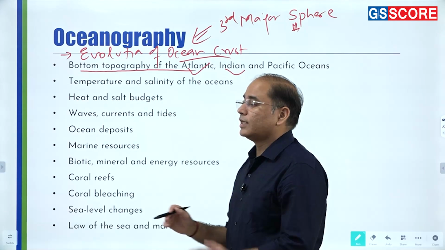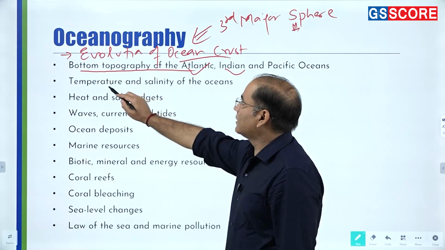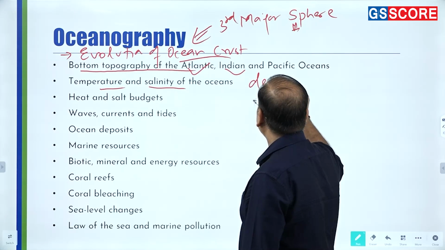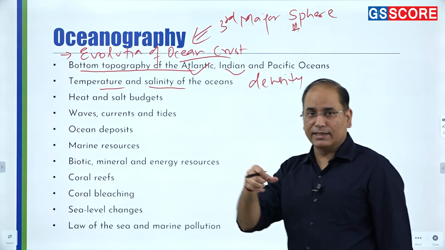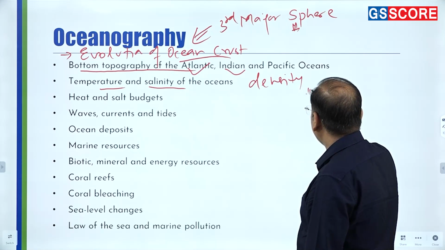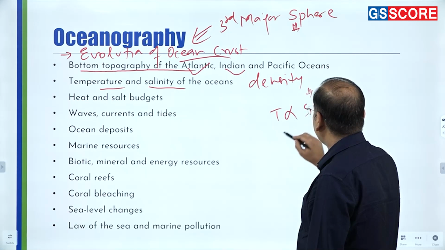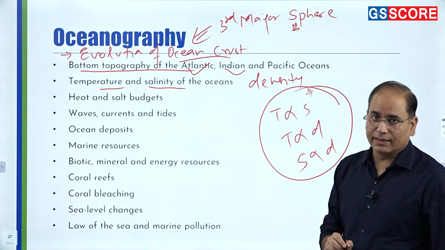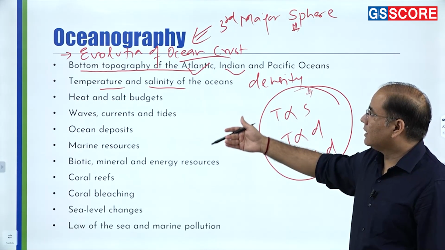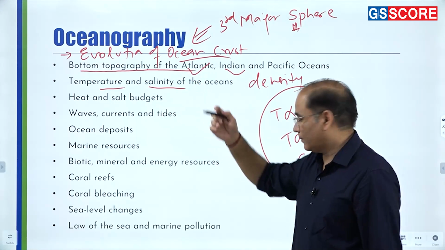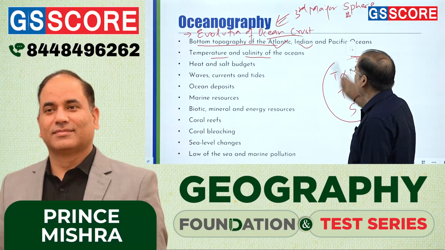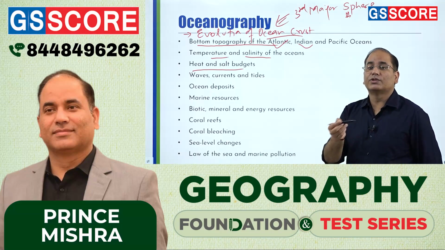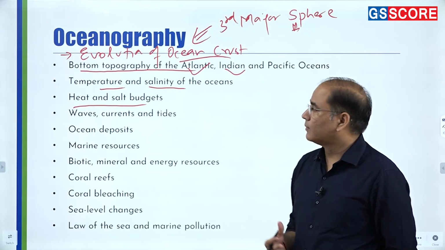The next question is associated with the physical characteristics. In physical characteristics, we have the temperature of the ocean water, salinity of the ocean water and also density. So temperature, salinity and density of the ocean water and how they are interlinked. How temperature, salinity and density are associated, you also need to study. In fact, the association is linked with some other phenomena. So temperature, salinity of the ocean, density of the ocean. Then the heat and salt budget of the ocean water.